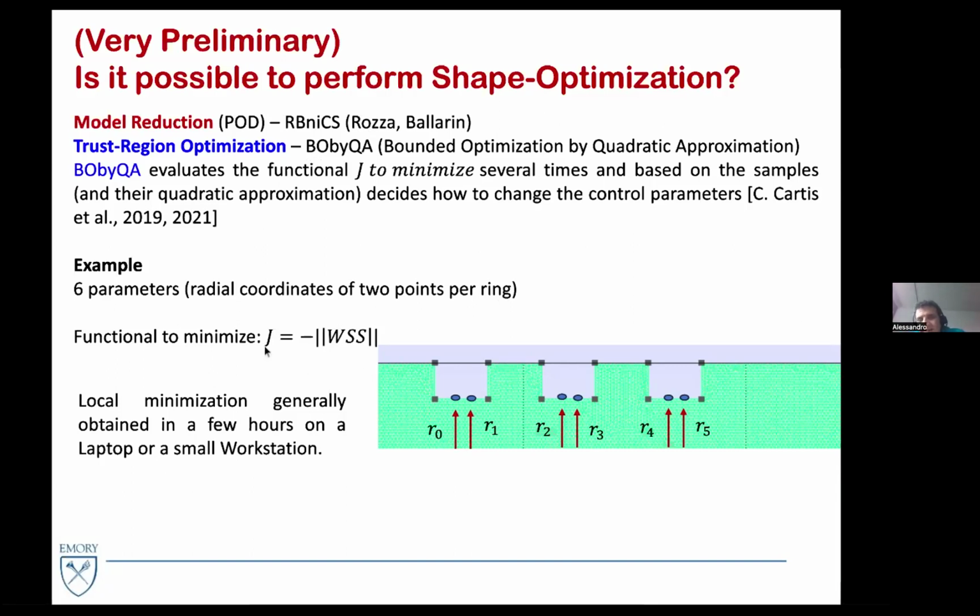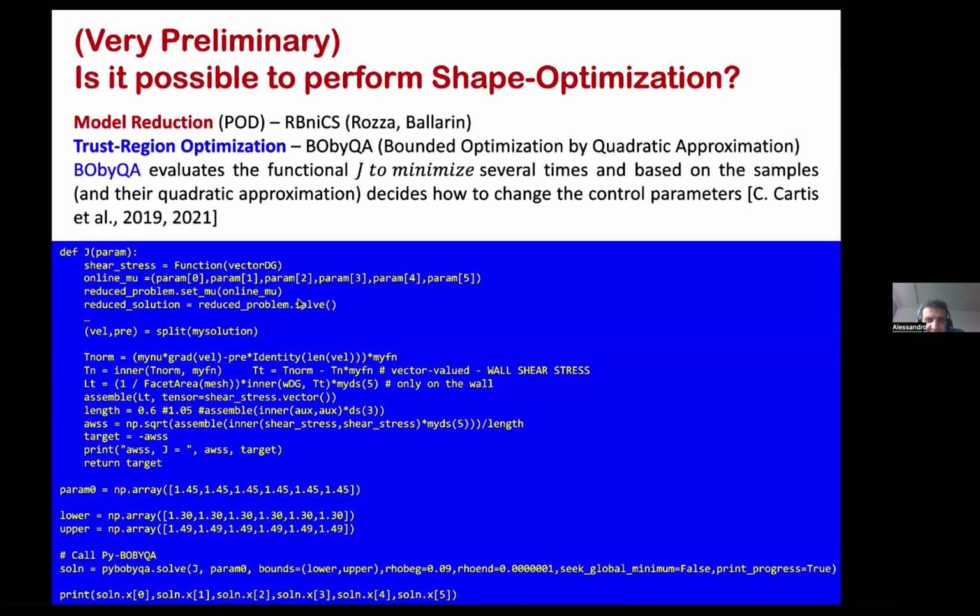But the functional I used was not a kind of local functional. This was just a functional taking the wall shear stress in all the regions of interest, so integrating along the region of interest. So this functional could be refined. I think we can find a better functional. This was just to show you that, and kudos to Francesco Ballarin for creating such a tool like RBniCS. Basically, this is the definition of the wall shear stress, and this is the Python code I used, after RBniCS, to run the optimization.